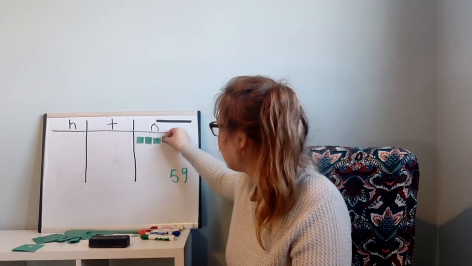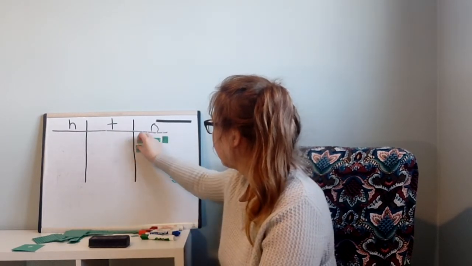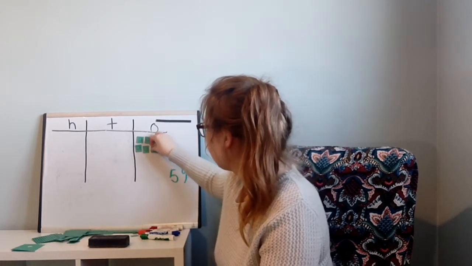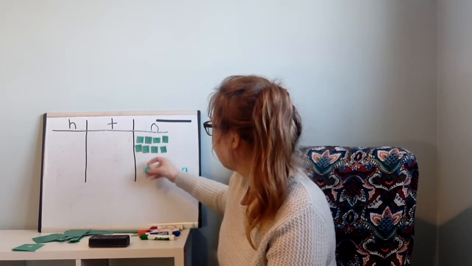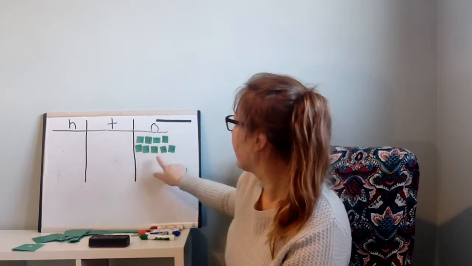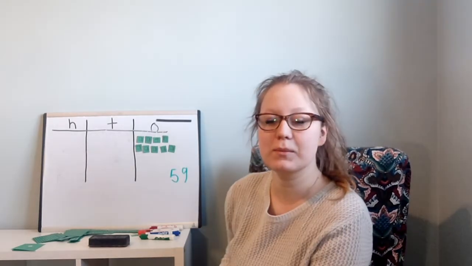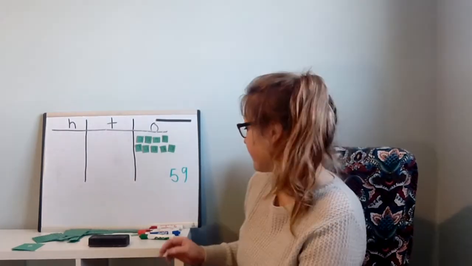Right now I have 3, 4, 5, 6, 7, 8, and 9. I have 9 ones, and there's a 5 in the tens place, which means that I need 5 groups of 10.